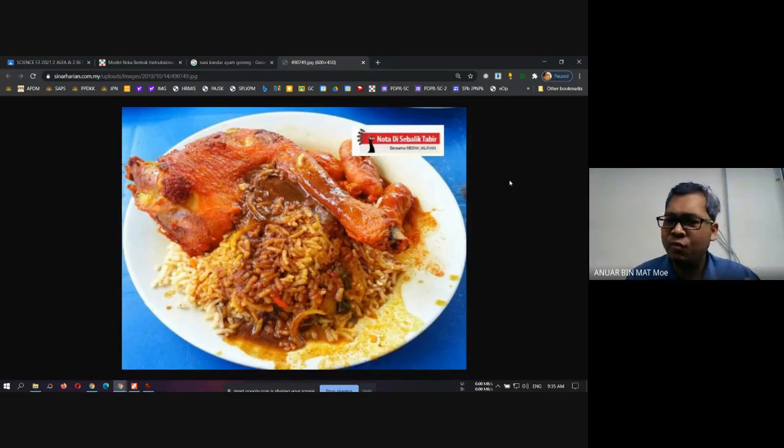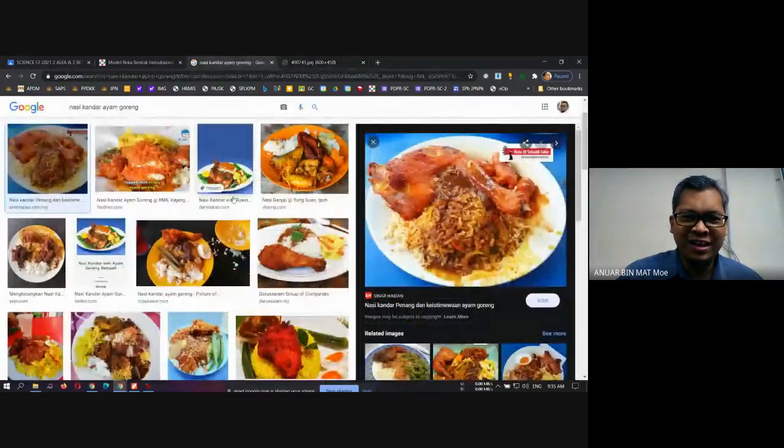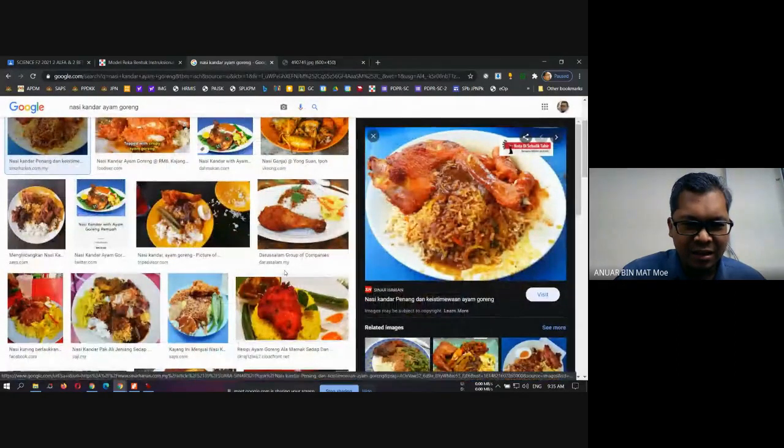Where's the fruit? Where are the vegetables? So we can conclude that this is not a balanced diet. A balanced diet must consist of all 7 classes of food with the right portion, the right quantity. Then we will achieve a balanced diet that gives us a healthy body, right? So you cannot eat like this. The portion, the quantity, is not balanced.